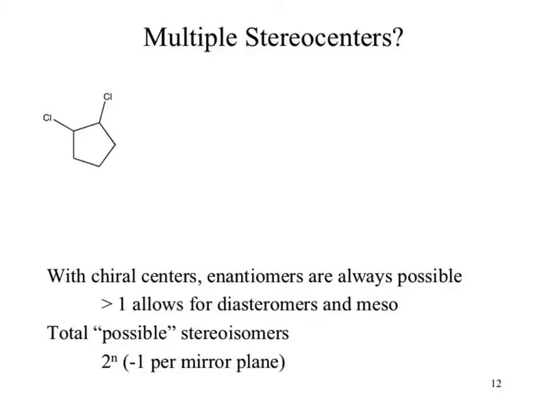Okay. We will subtract 1 per any mirror plane within the structure. Why do we have to subtract 1? Because of the meso compounds. So what happens when we look at this guy? How many stereoisomers can we get for this?